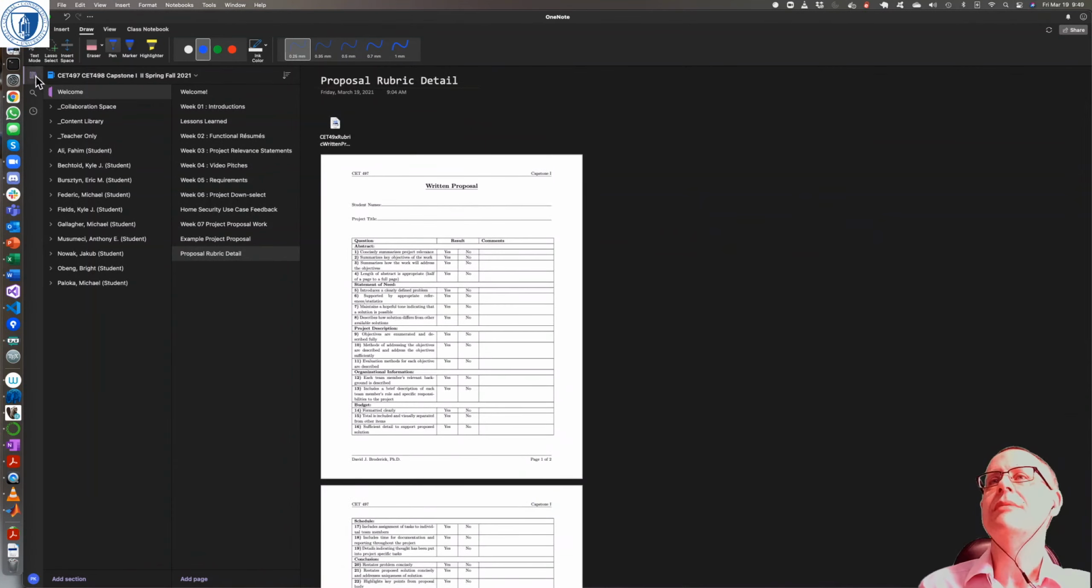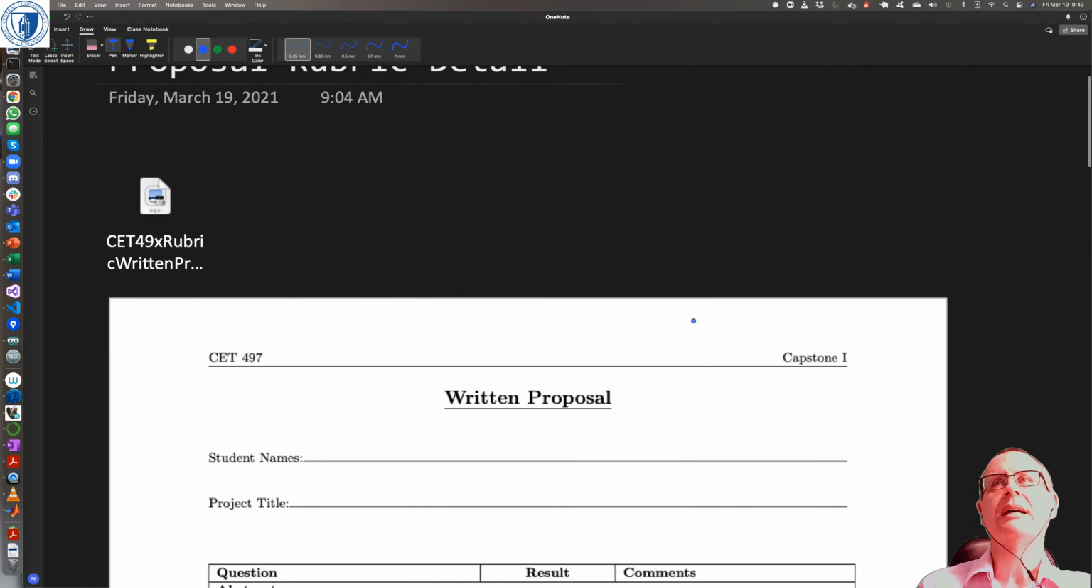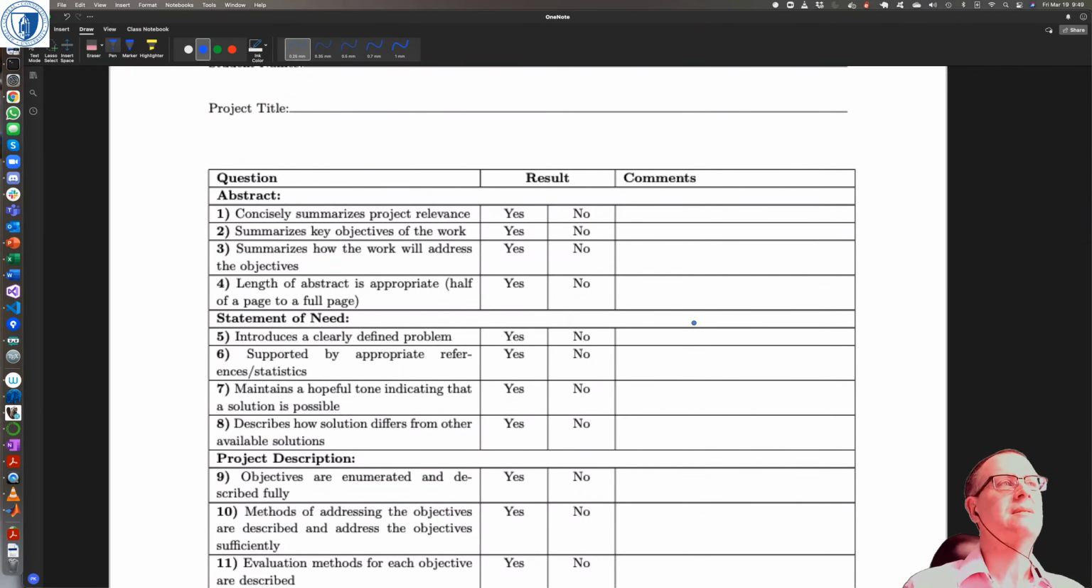So the other thing you should have a look at is also here, and I think I added it. This is a more detailed checklist, if you like, of the sorts of things that you should look for in the different sections of your project proposal. Right, the abstract should be of a reasonable length. It should summarize well, and it should capture the things that it says there, the relevance, the objectives, and how you're going to address the objectives, but in half a page to a maximum of 1 page.